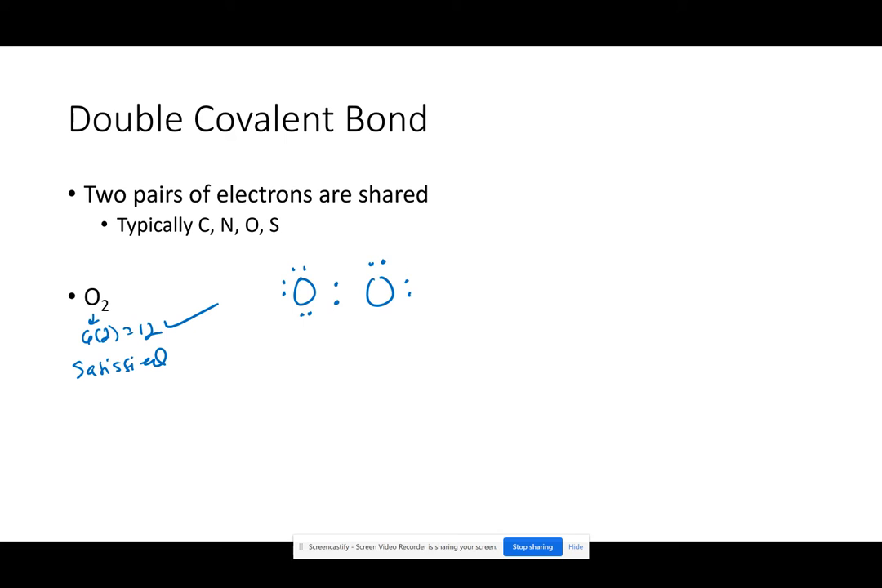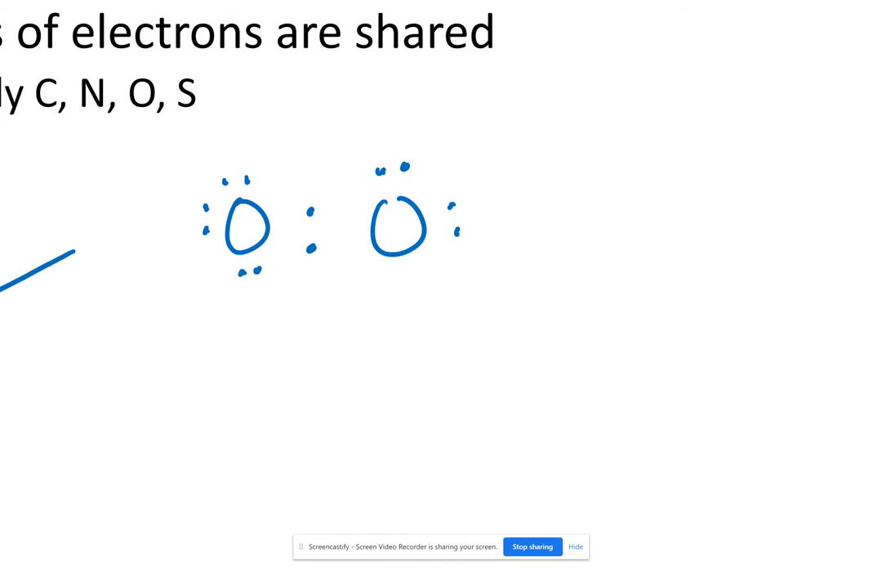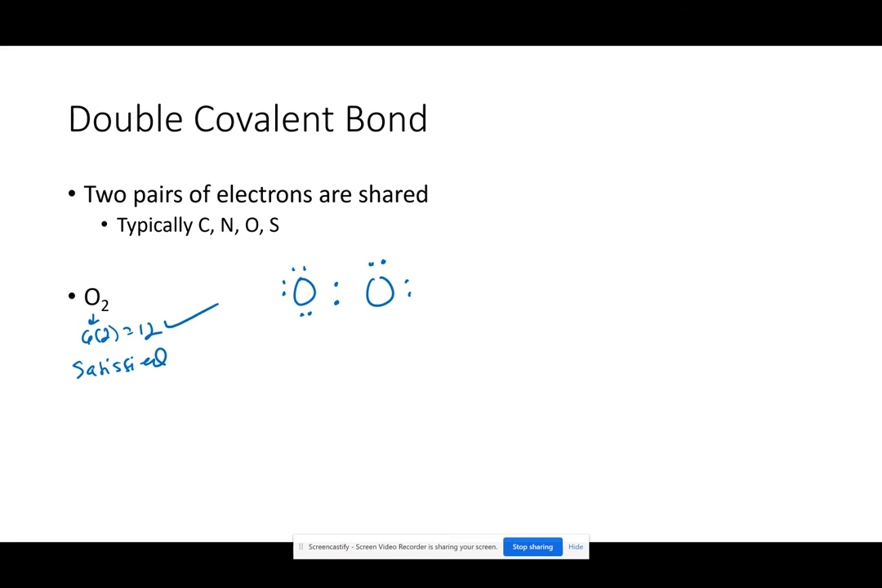I have to check if the octet rule has been satisfied. Oops. So my first oxygen, I have 8 electrons around it. But my second oxygen, I don't. My second oxygen, I only have 6 electrons around. So to satisfy that octet, what I'm going to have to do is take a lone pair off of that oxygen and make it a bonding pair.